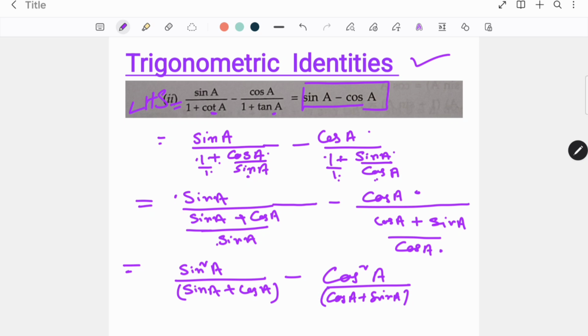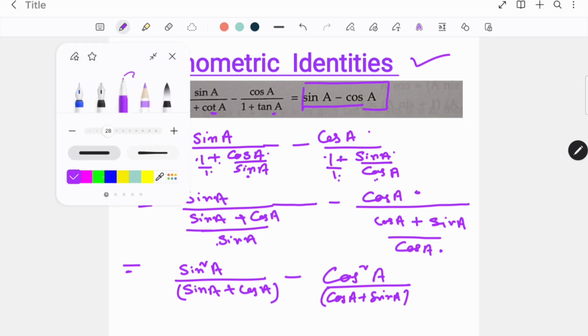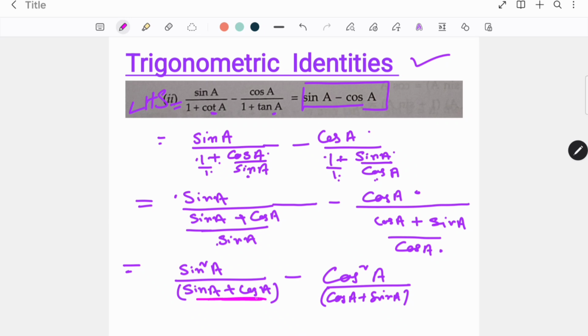We know that sin a plus cos a and cos a plus sin a are the same thing, so we will take the LCM of it. So our LCM will be sin a plus cos a. As the LCM is the same, the upper one also will become the same, it will become sin square a minus cos square a.